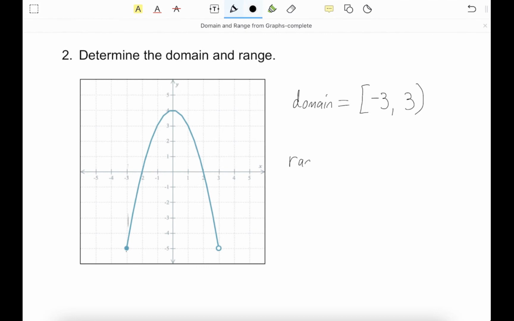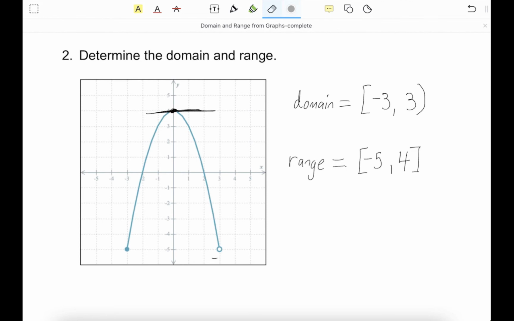For the range, the lowest value is down here at -5. It's included at this point, not included at this point, but since it's included at the first point that I circled, we do include it in the range. So put a square bracket. The highest y value is going all the way up here to 4. It's included, so we'll put 4 and put that in brackets as well.